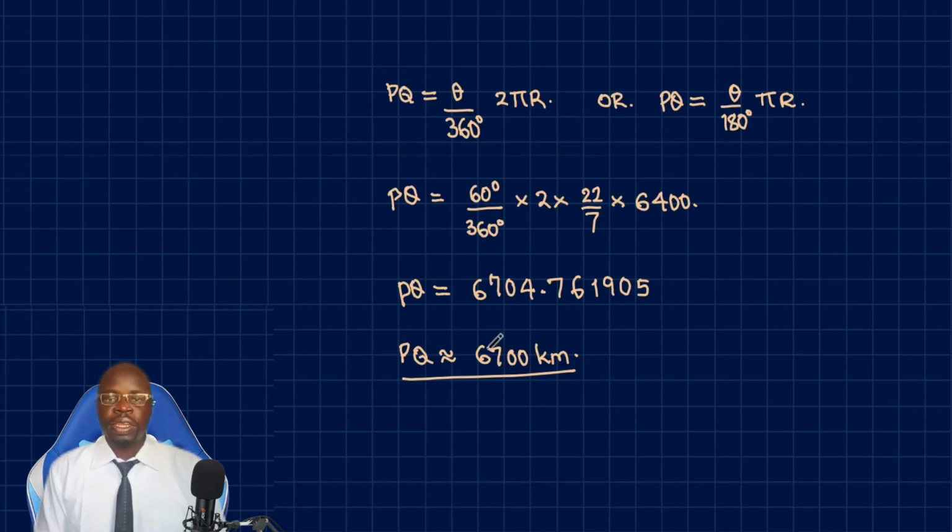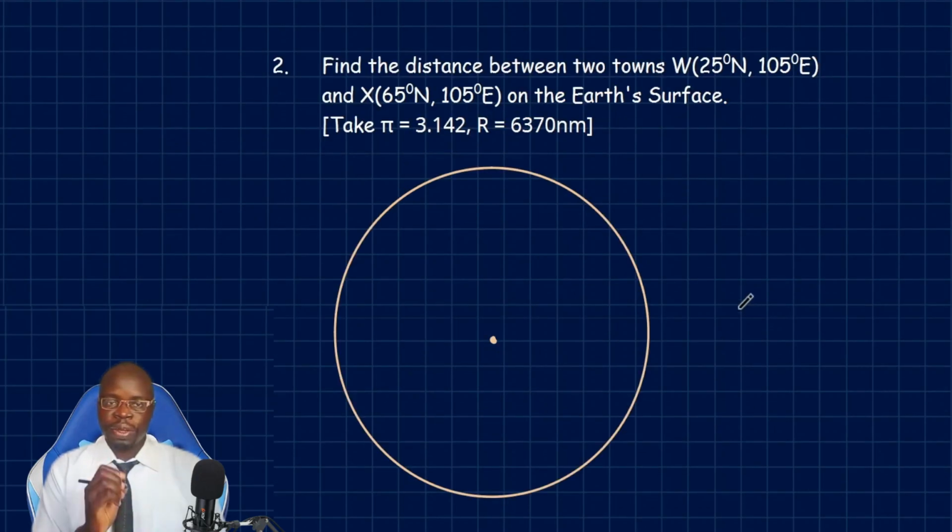Now the next thing is, let's move to question number 2 of this video. In question number 2, it says find the distance between 2 towns, W with 25 degrees north and 105 degrees east, and X 65 degrees north and 105 degrees east on the Earth's surface. Take pi as 3.142 and the radius of the Earth as 6,370 nautical miles. So here we also do the same thing.